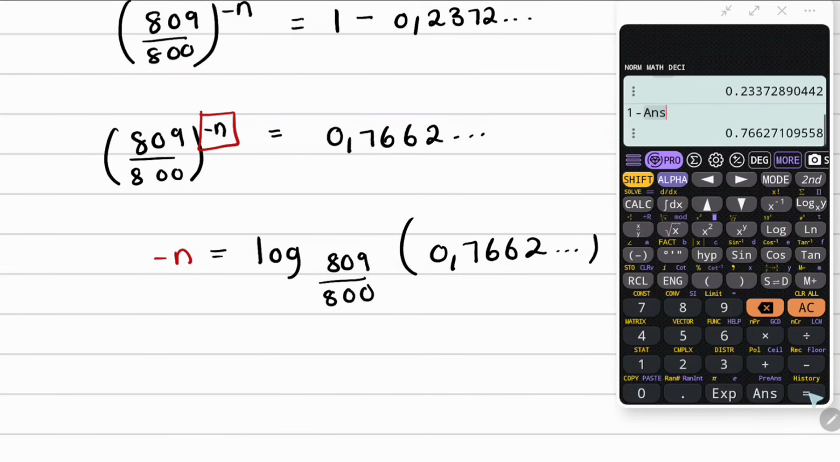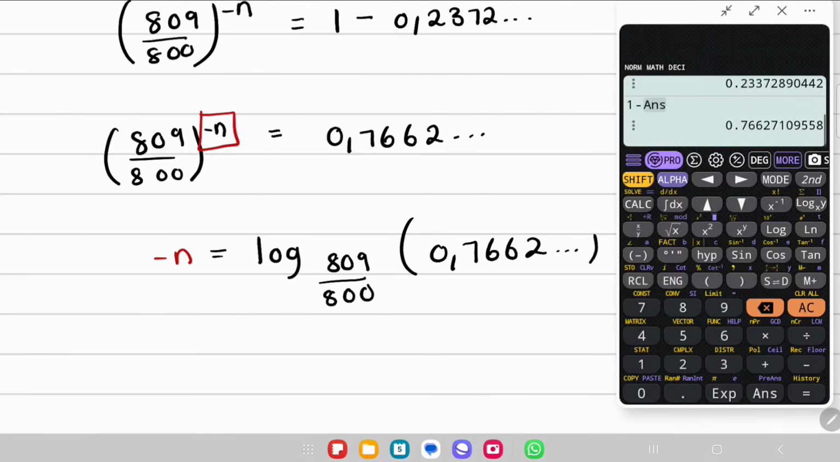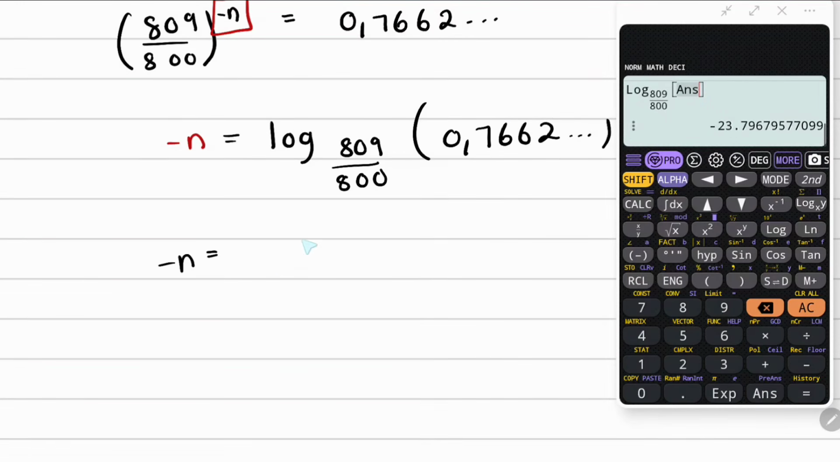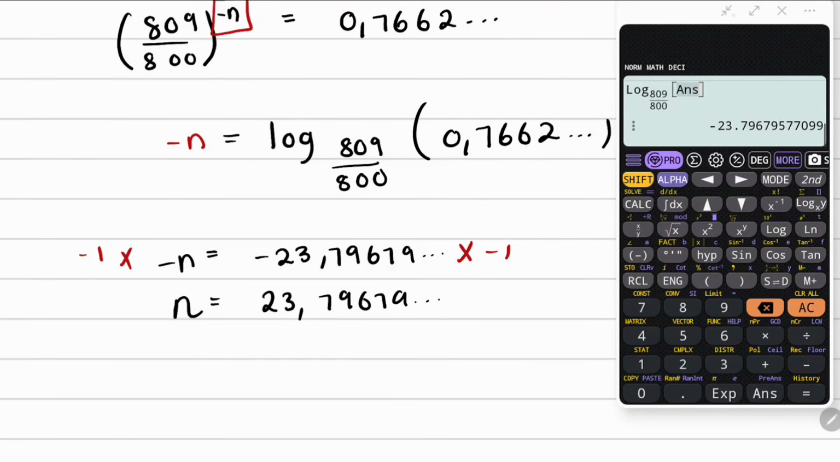So you can press AC on your calculator. I press equal to first. Then I'll say log with a base and say 809 over 800. And in place of my bracket, then you're going to say Ans. Okay. And look at what it gives you. Negative n is equal to negative 23.79679, right? And of course, you can just multiply both sides by negative 1. And so positive n is equal to 23.7967.